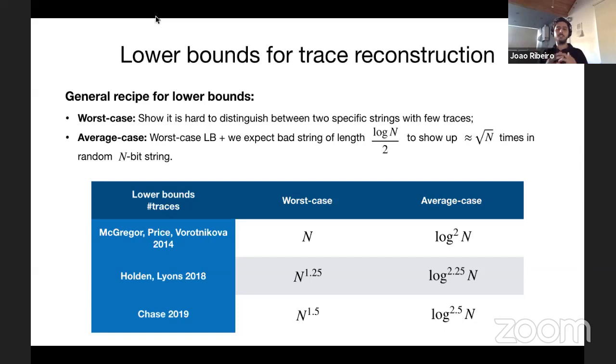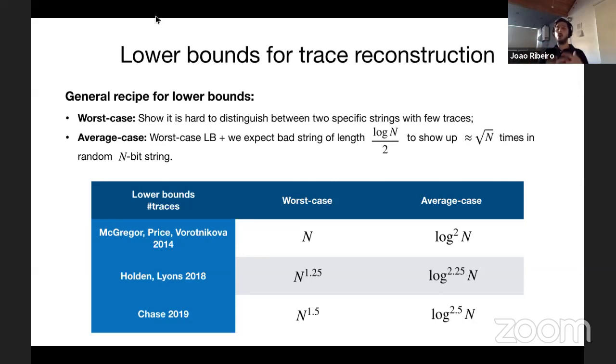So I just want to give a very quick overview of how one would prove a lower bound for trace reconstruction. First of all, for worst case, it's pretty standard. I think it's pretty natural that if you want to prove a lower bound, what you do is you look at two specific strings and show that it's already hard to just distinguish between these two strings. Of course, distinguishing between all the strings with trace reconstruction will be harder than this. Then for average case, it's a bit more subtle, because there you're basically dealing with a random string.